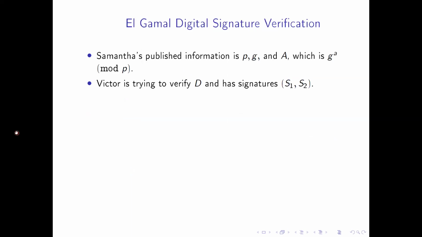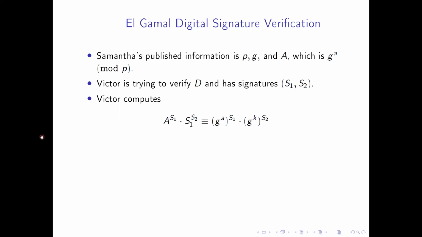So she has put out there all of her public information about P, G, big A, and also the digital signatures S1 and S2. Even D, you could say, is out there because you could have already sent the message separately, and this is going along with it. So Victor, for verification, is trying to verify D. And so he takes those signatures and he does a couple things.